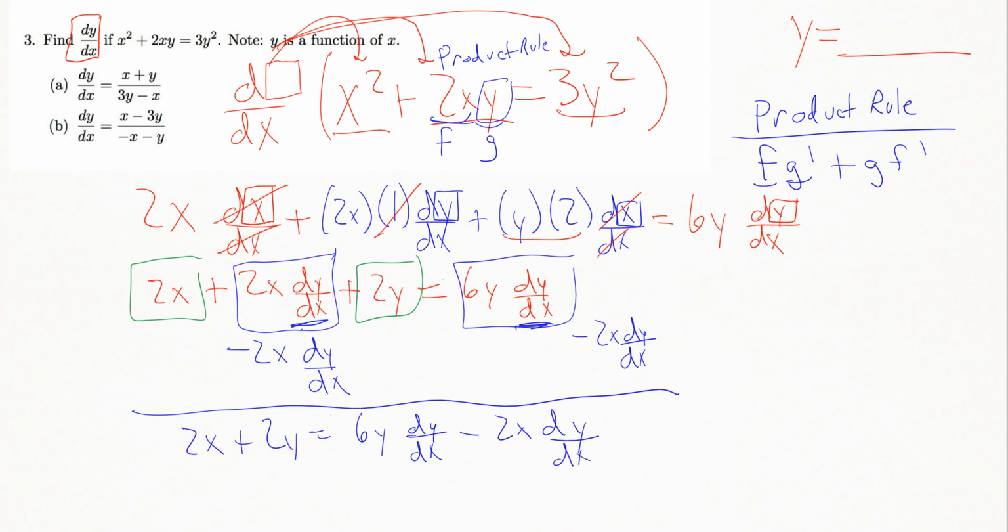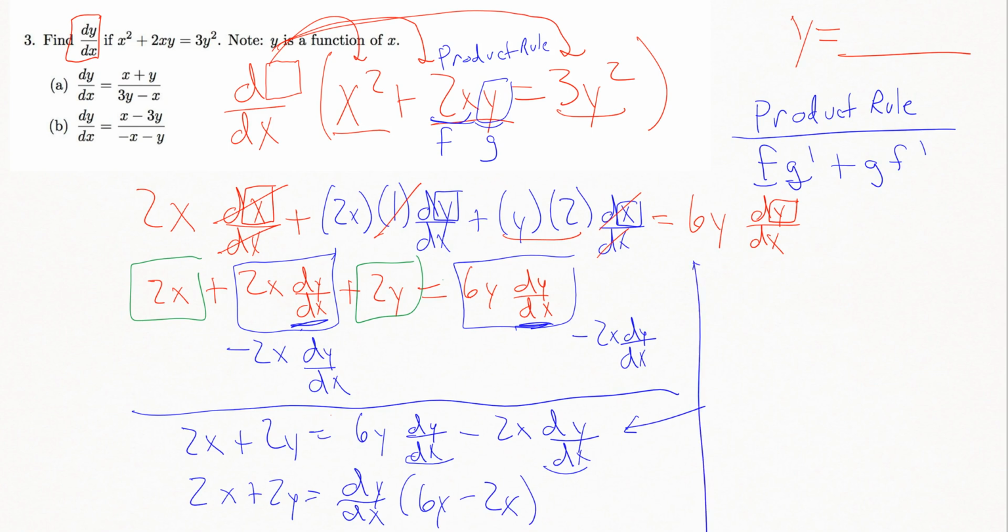The reason that we get everybody on this right-hand side here to have a dy dx is that now that everyone has a dy dx on the right side, I can go ahead and factor out, I can pull a dy dx out of each one of these pieces up into the front. And so that looks like 2x plus 2y equals, and then I pull my dy dx to the front, and that leaves me with 6y minus 2x.